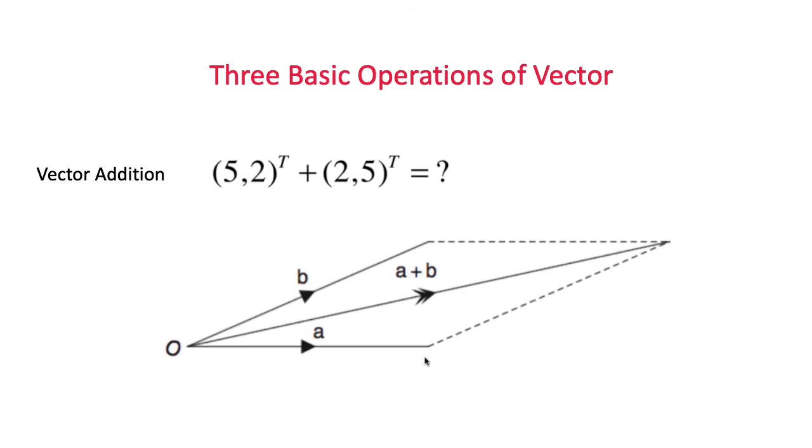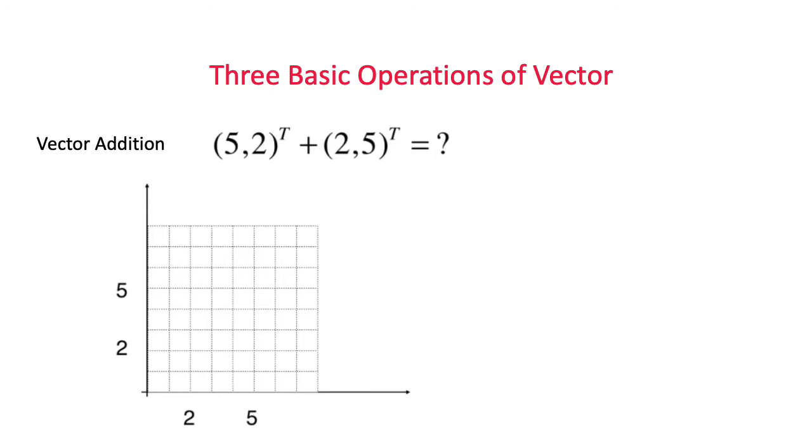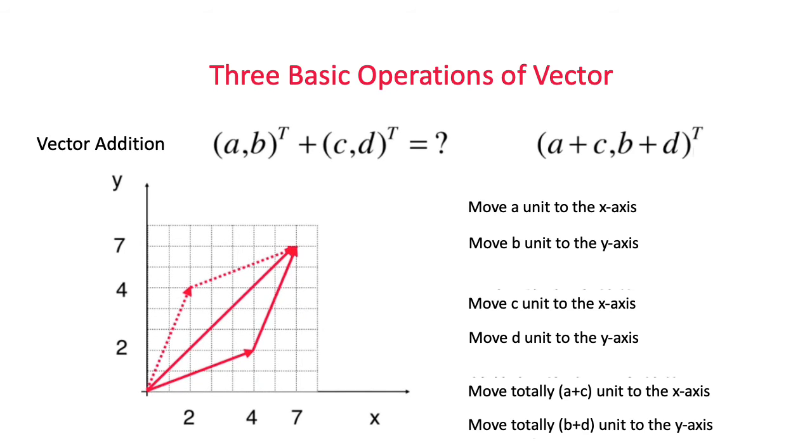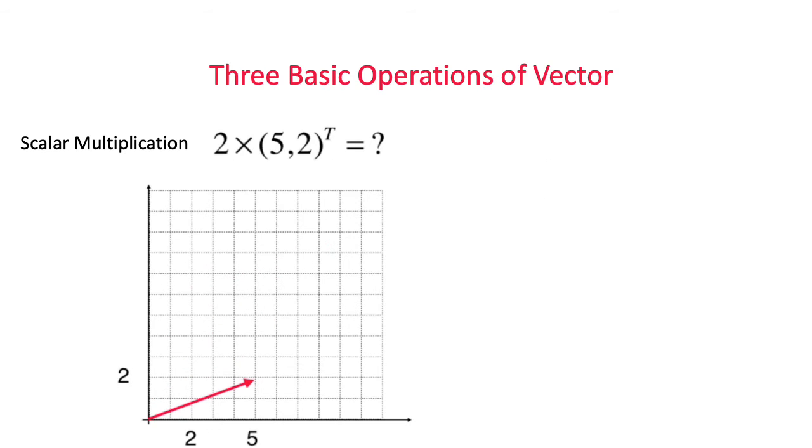Next is the basic operations of vector. I will mainly introduce three basic operations in this part. The first one is vector addition. I will introduce its operation process and the geometric explanation. The second one is scalar multiplication of vectors. I will also introduce its operation process and its geometric explanation.